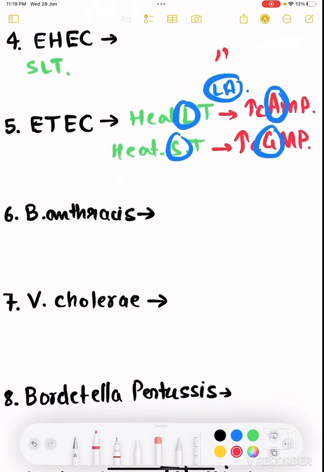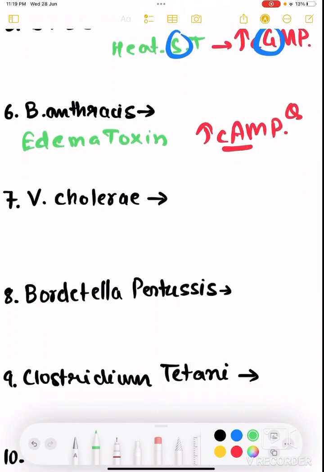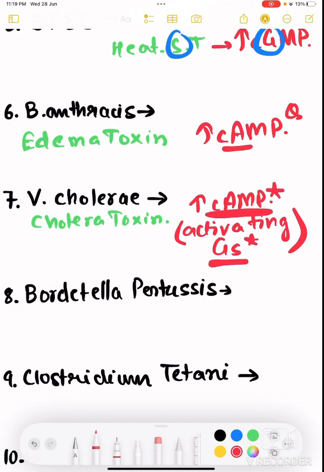Right. For Bacillus anthracis, the name of the toxin is edema toxin. And how does it work? It works by increasing cyclic AMP. Very important, cyclic AMP. For Vibrio cholerae, the name of the toxin is cholera toxin. Very easy. And it also acts by increasing cyclic AMP, by activating G stimulatory. Very important.